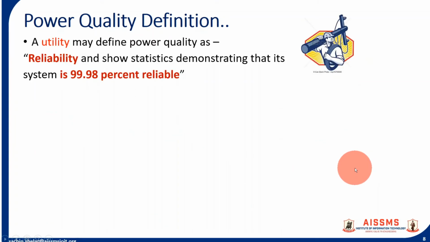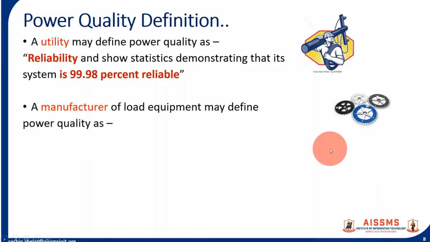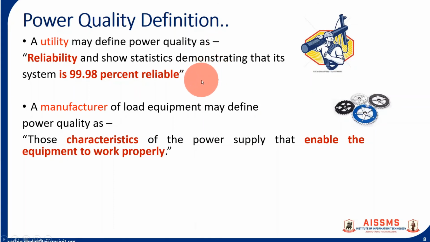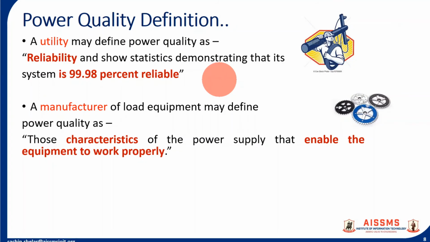Now there are three important stakeholders in power quality: a utility, which gives the supply; a manufacturer who manufactures this equipment, which is used in the various industries; and the customer. The utility may define power quality as reliability and show statistics demonstrating that the system is 99.98% reliable. So they are not looking at the characteristic of power supply, but just at the availability. Now the devices nowadays are so sensitive that just having a supply availability is not sufficient, but it should also be within the limits that are prescribed by that equipment.